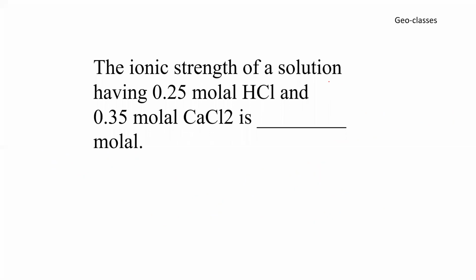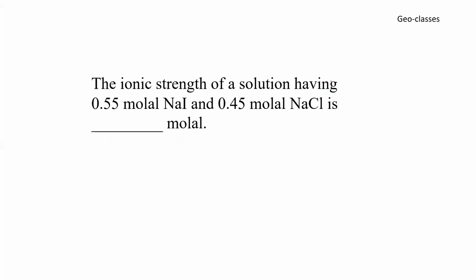HCl, CaCl2, it's the same question. And here is the ionic strength of the solution of NaI and NaCl. Whenever you receive this, I'll tell you the shortcut. When you have the same thing, a single valency unit, just sum up the molarity to get the ionic strength. Let's see how. I'm saying the answer is 0.55 plus 0.45, which is equal to 1.00.